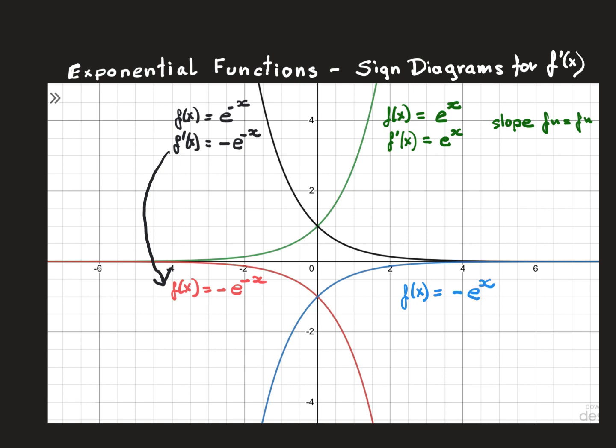But if I was to derive this function here, the derivative of this function would be now e to the minus x, which basically means that the slope function is the upper one.